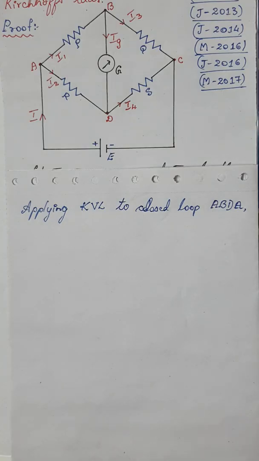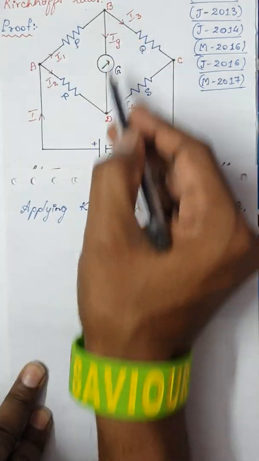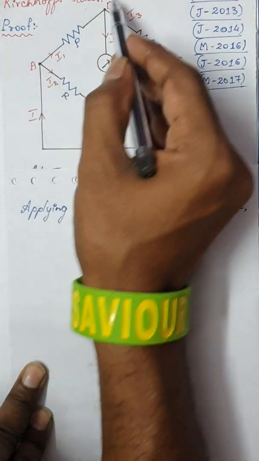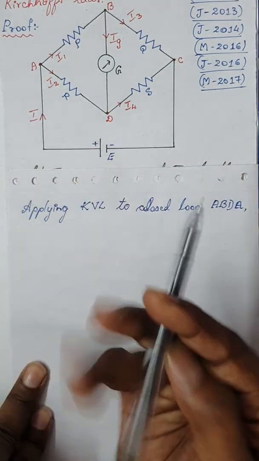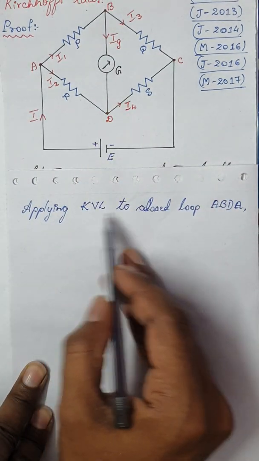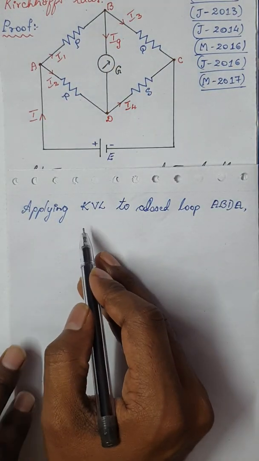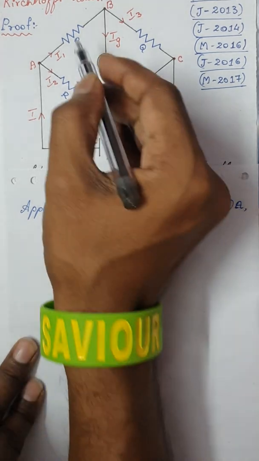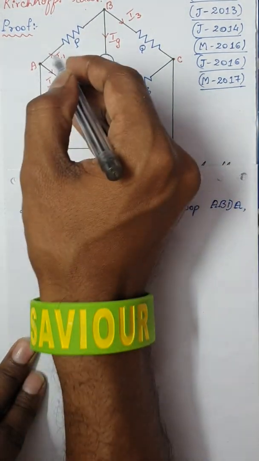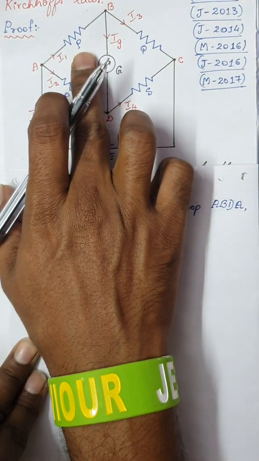Now look here. We shall apply Kirchhoff's voltage law to the closed loop ABDA. So we know that sigma V is equal to 0, and we know V is equal to I into R. What is the current? It is I1, and the resistance is P.